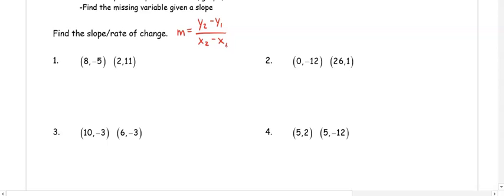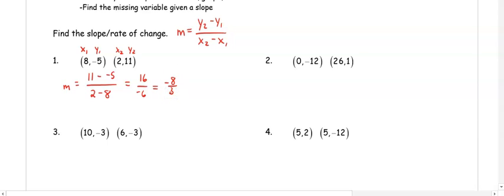So in number one, we have the points (8, -5) and (2, 11). So we have x1, y1, x2, and y2. When we go to find our slope, we would have 11 minus -5 over 2 minus 8. 11 minus -5 is 16. 2 minus 8 is -6. Both of those numbers can divide by 2, so this would reduce to -8/3.